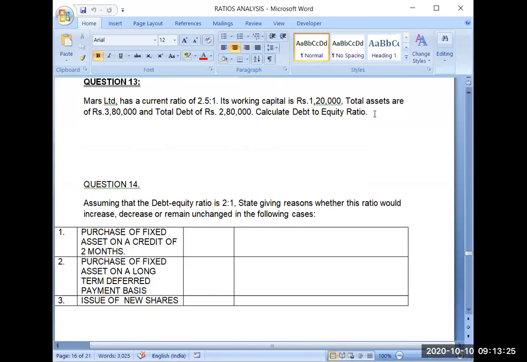Okay, we have to solve this question. Mass Limited has a current ratio of 2.5:1. Its working capital is rupees 1,20,000. Total assets are of rupees 3,80,000. Total debt of rupees 2,80,000. Calculate debt to equity ratio.